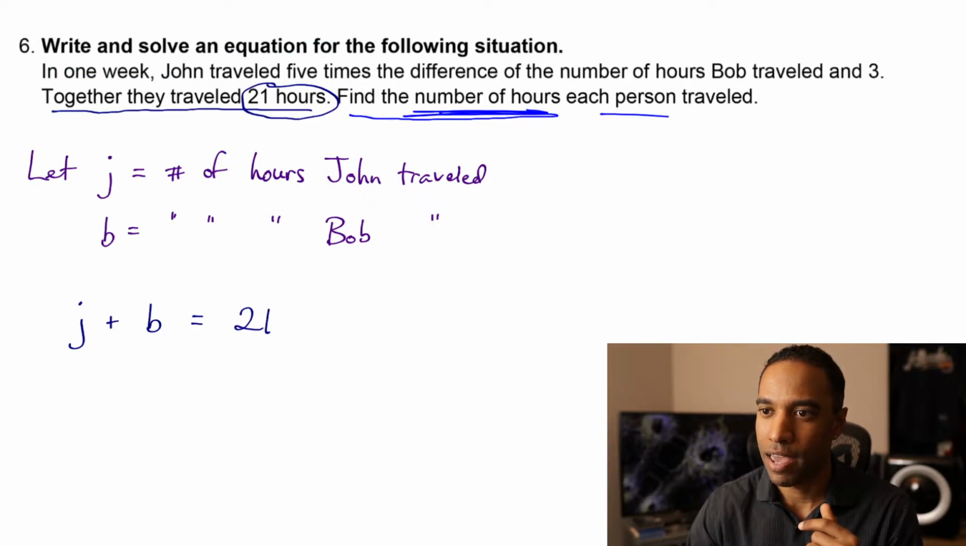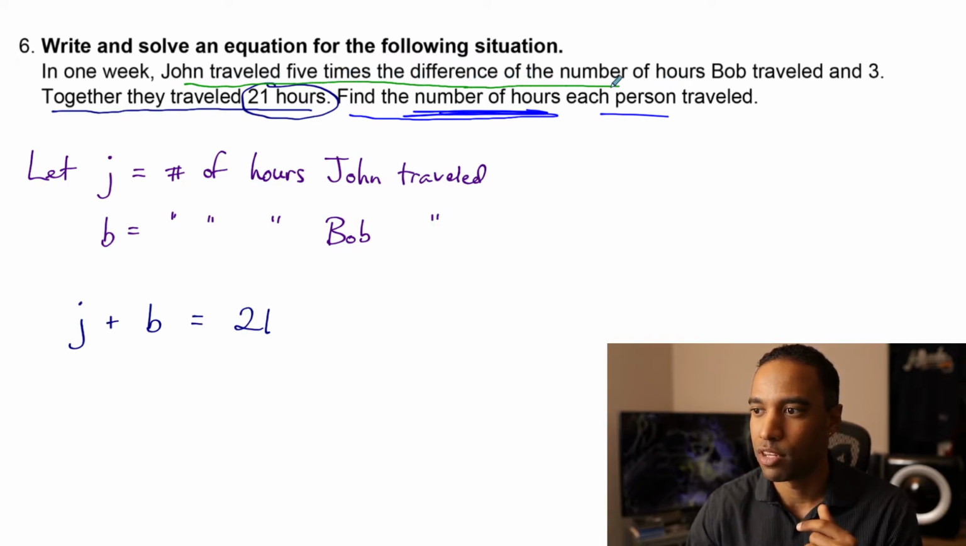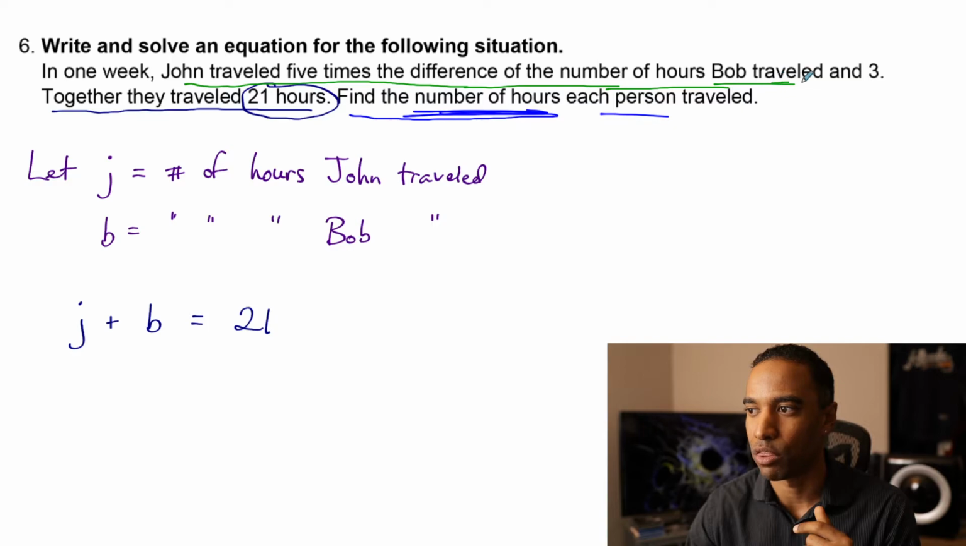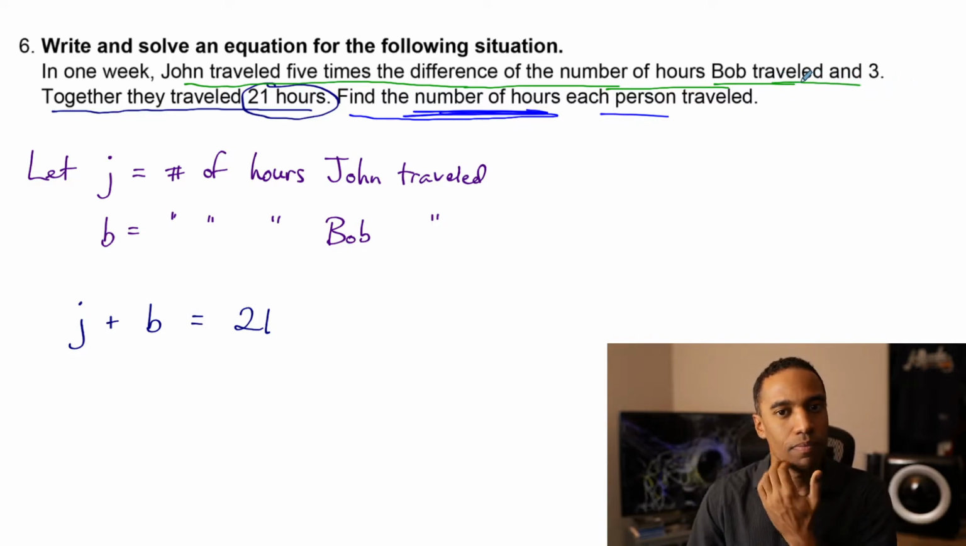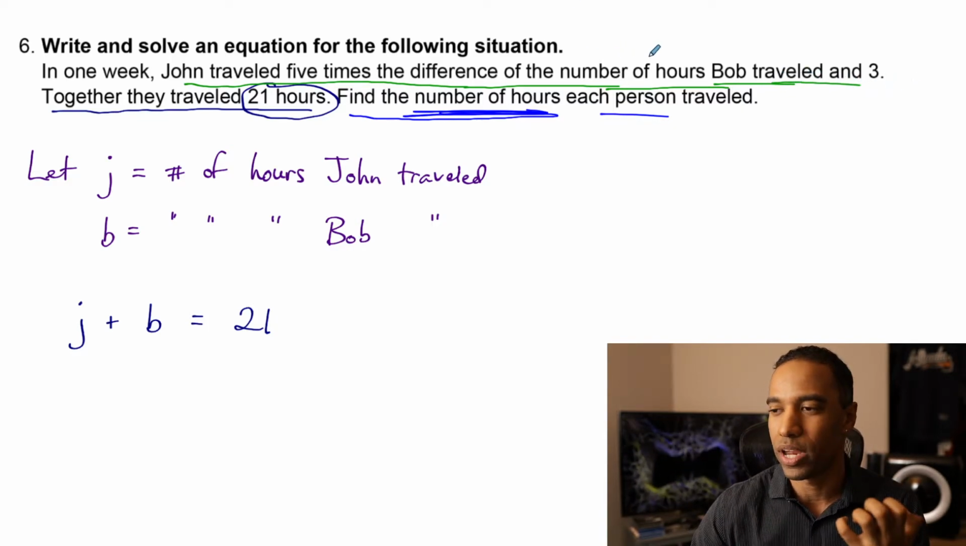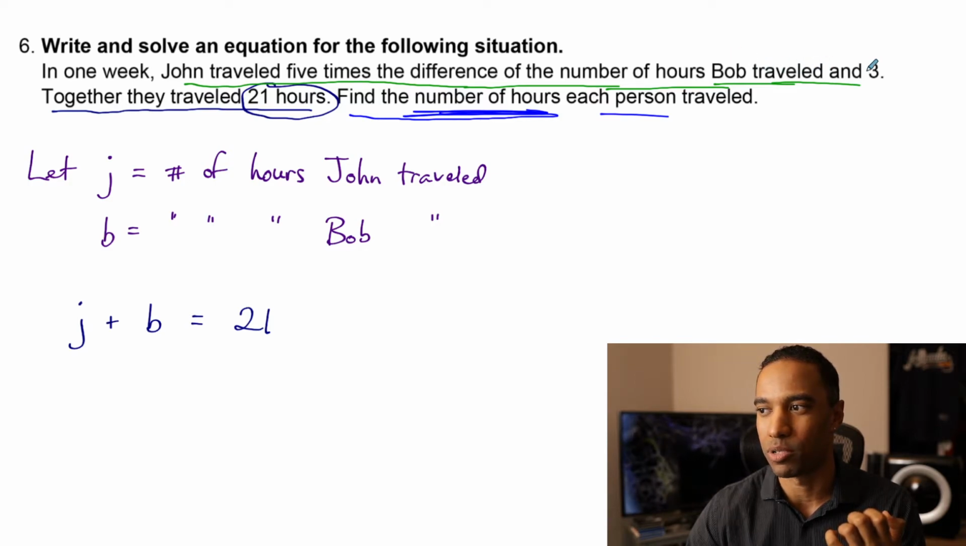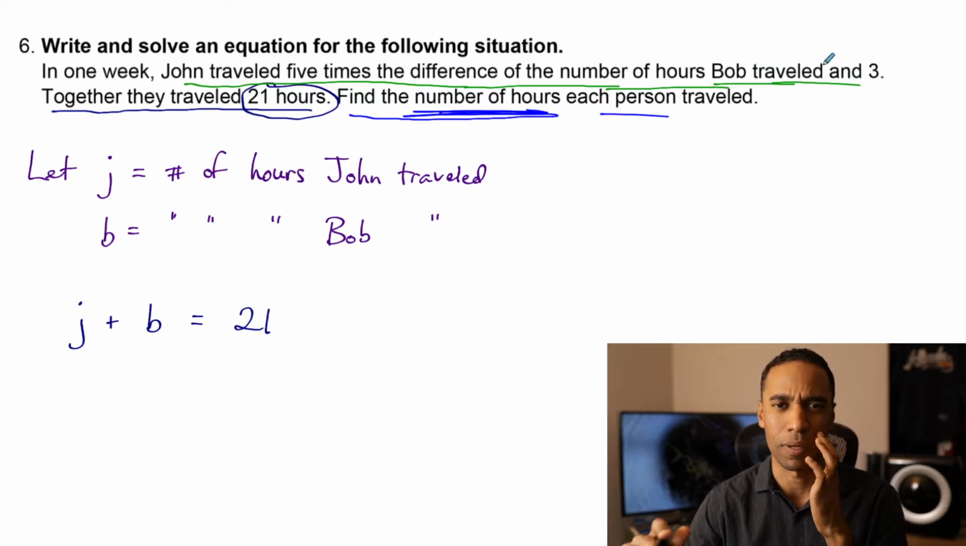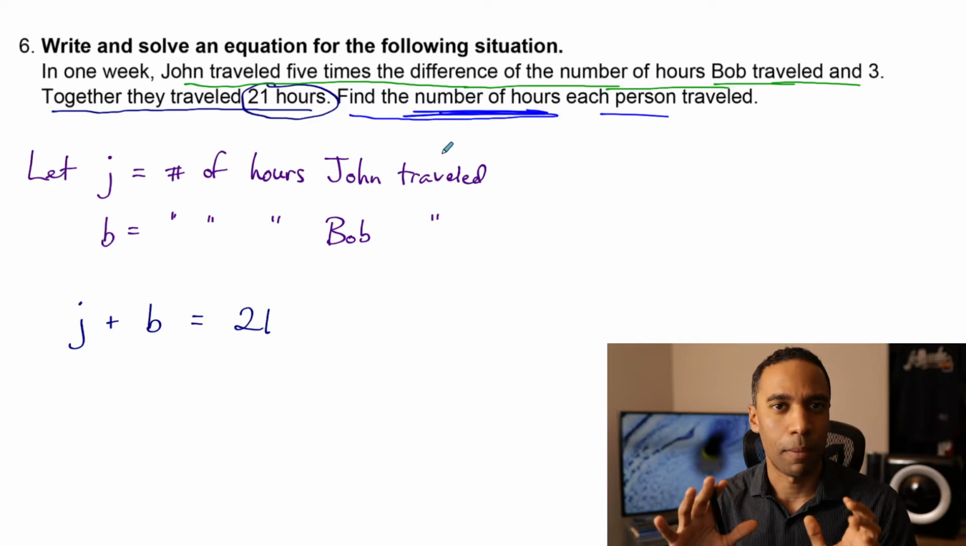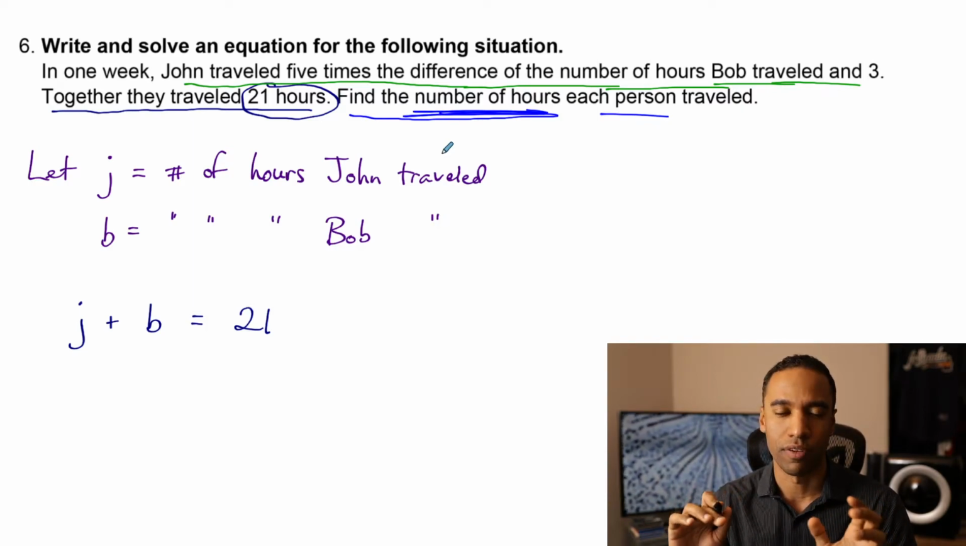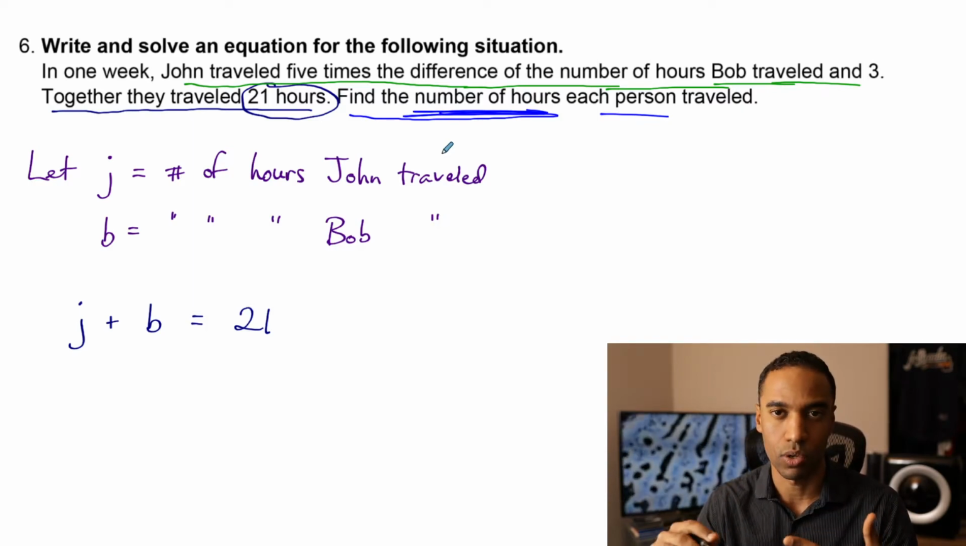John traveled 5 times, and this one's going to be weird. John traveled 5 times the difference of the number of hours Bob traveled and 3. So this really gets weird when they say that. You're like, what the heck does that mean? You've got to clump this up in different parts when you're writing this equation.